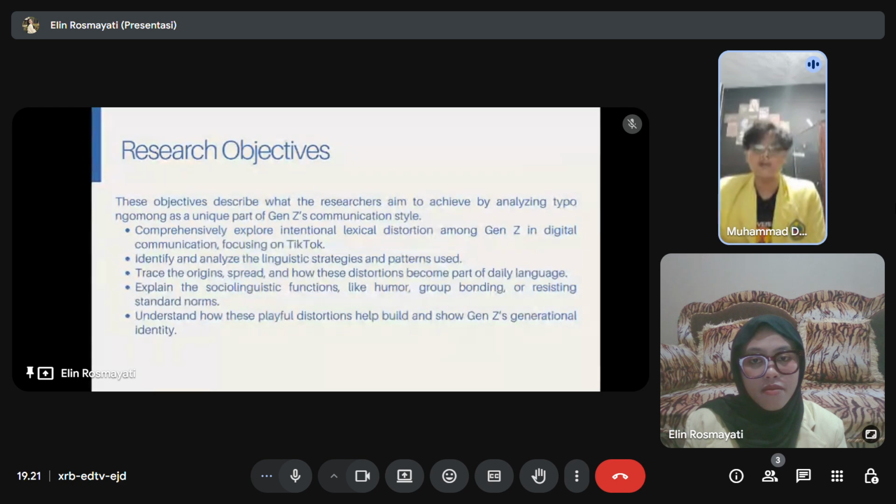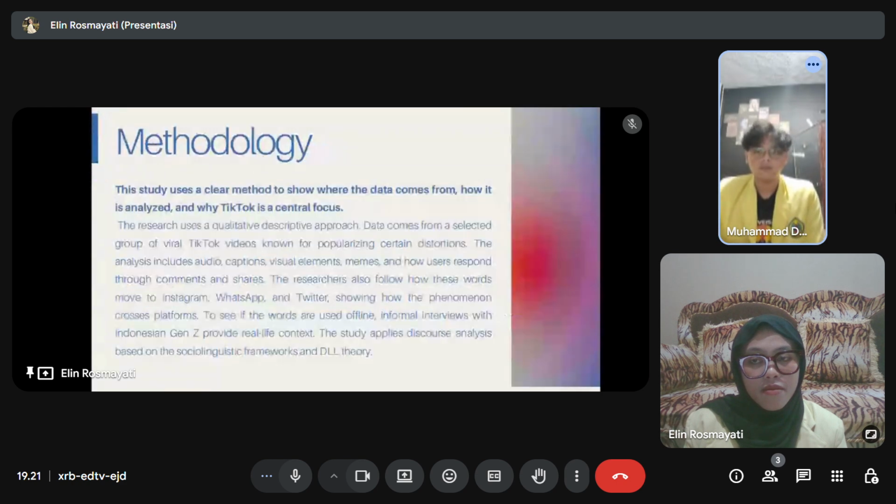And then next, for the methodology, this study used a clear method to show where the data comes from, how it is analyzed, and why TikTok is a central focus. This research uses a qualitative descriptive approach, in which the data comes from a selected group of viral TikTok videos known for popularizing certain distortions. The analysis includes audio, caption, visual elements, memes, and how users respond in comments and shares.